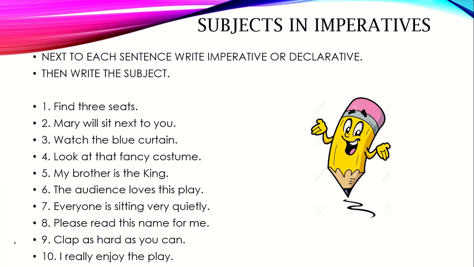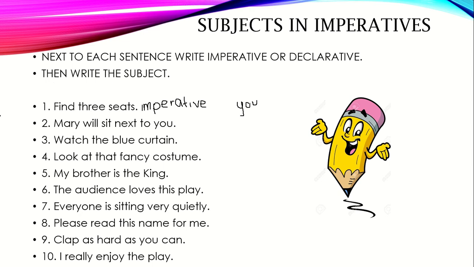Let's read number 1. Find 3 seats. Okay, what kind of sentence is it? It's imperative because it begins with a verb. So you will write imperative. And the subject in the sentence is you because it's an order. Every time you have an order, you will say that the subject is you.